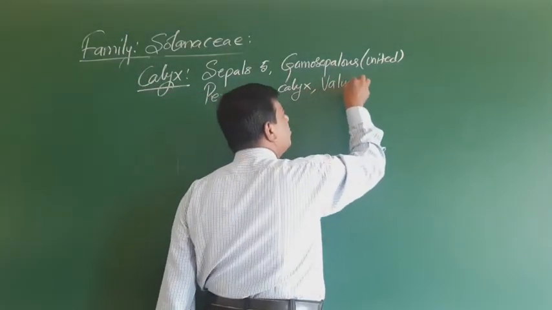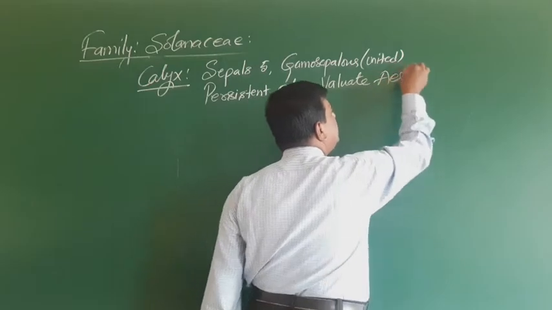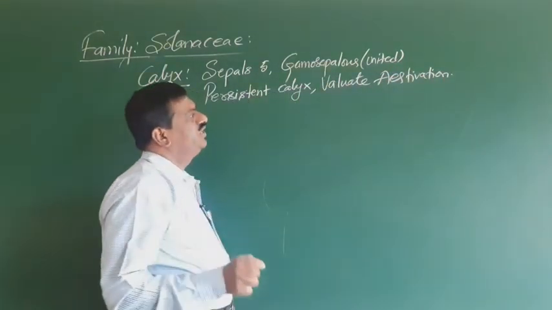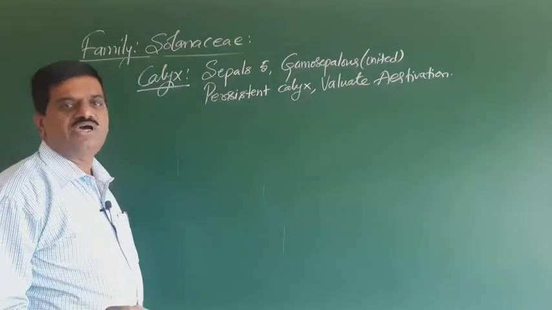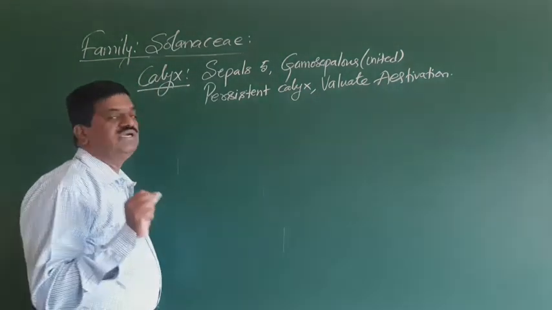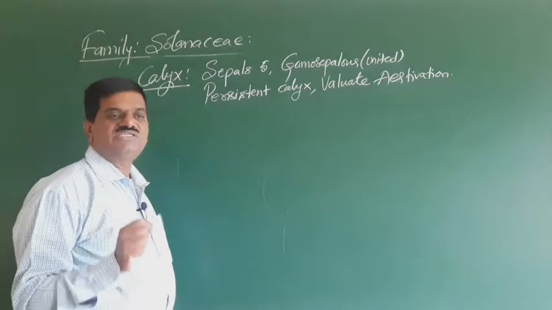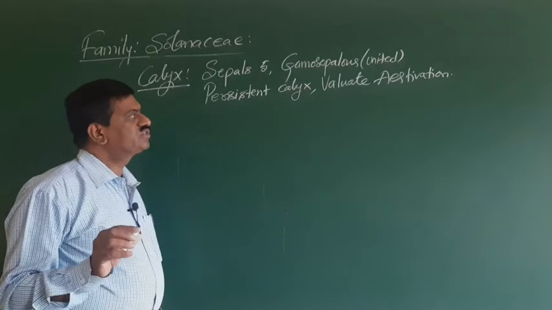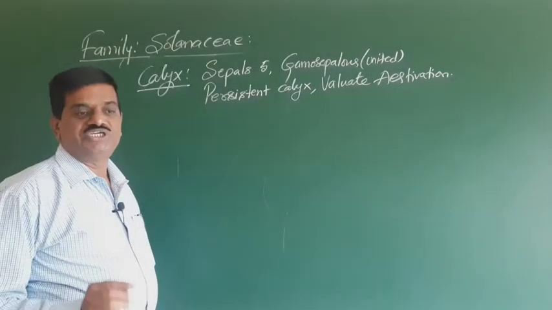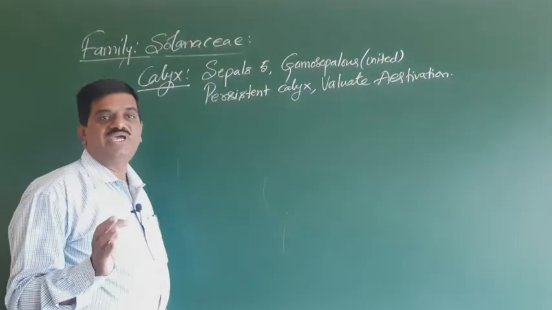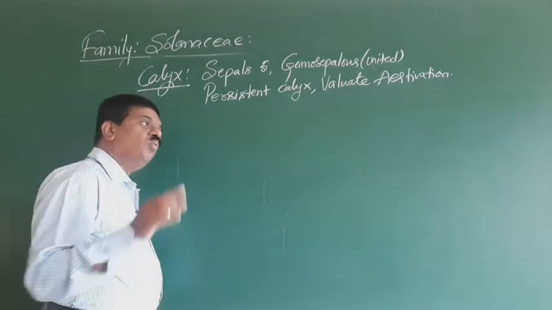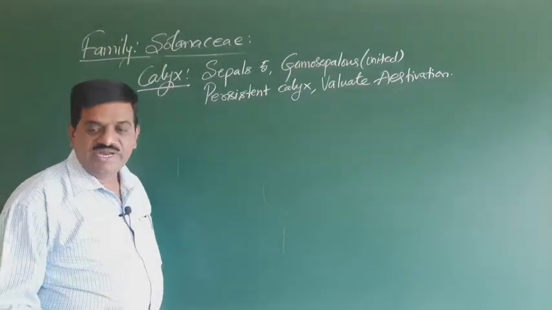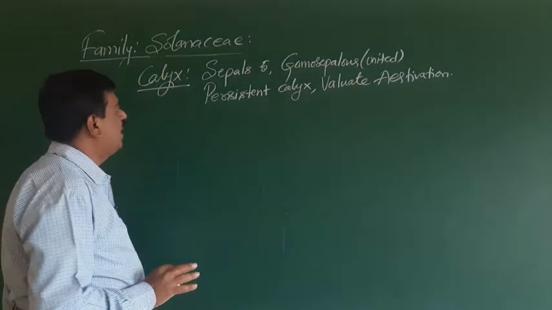And there is a presence of valvate aestivation. The word aestivation is the arrangement of calyx and corolla. Here the aestivation is valvate aestivation. In the word valvate, the arrangement is end to end. At the end of one petal, the other one starts. So end to end arrangement is called valvate aestivation.